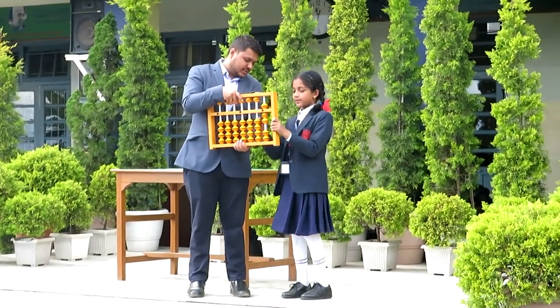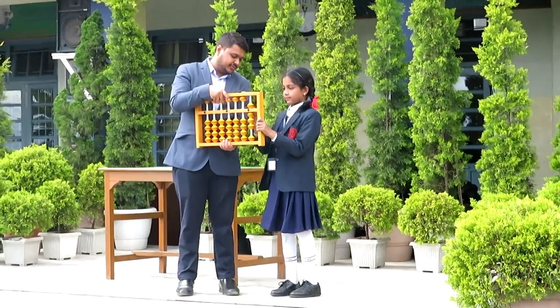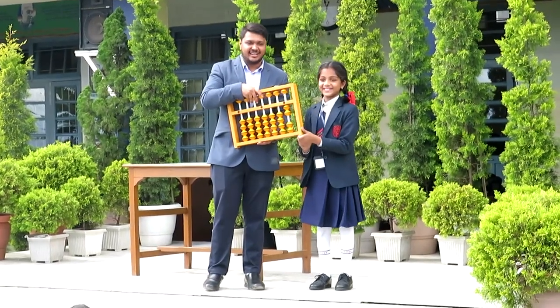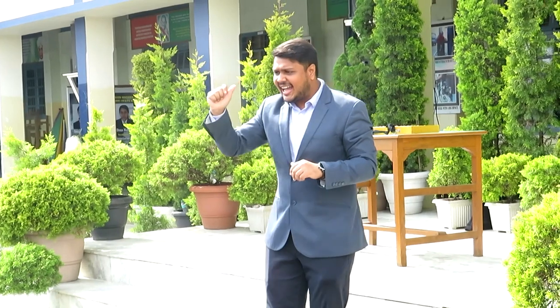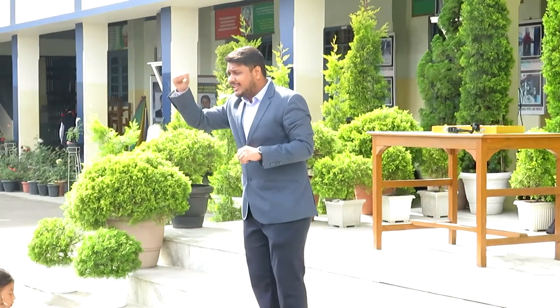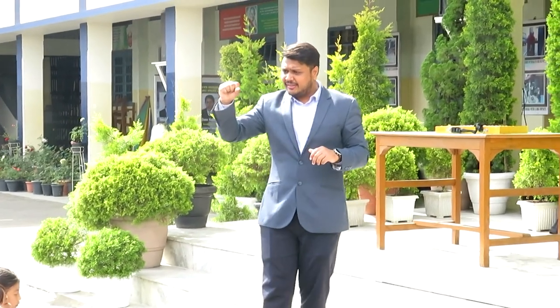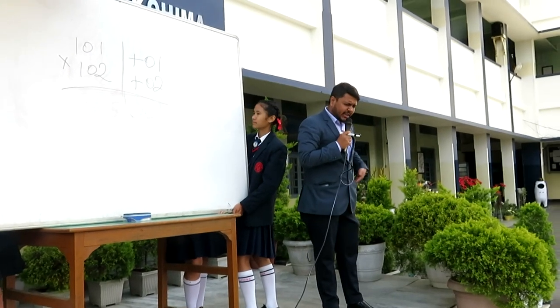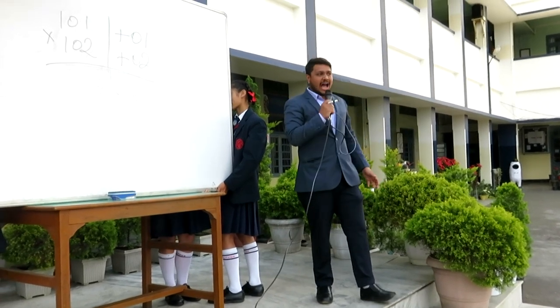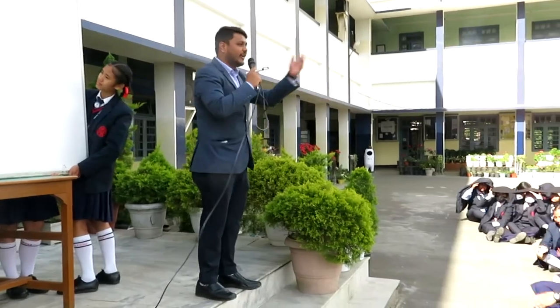Plus 5. Plus 2. Plus 1. Minus 5. Minus 1. What is the answer? 2. Correct? She did right? Plus 5. Plus 1. Plus 1. Minus 4. Minus 4. Minus 5. Plus 2. Again, plus 2. Plus 5. Plus 5. Minus 4. Minus 4. What is the answer? 5. Very good. Give me the answer. 1, 0, 3, 0, 2 is the correct answer. Clap for yourself.